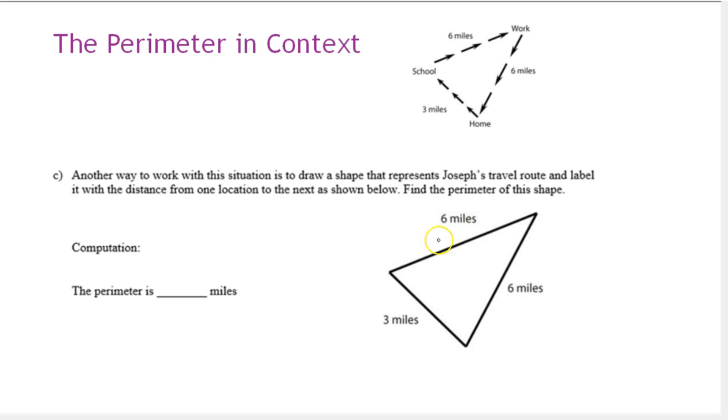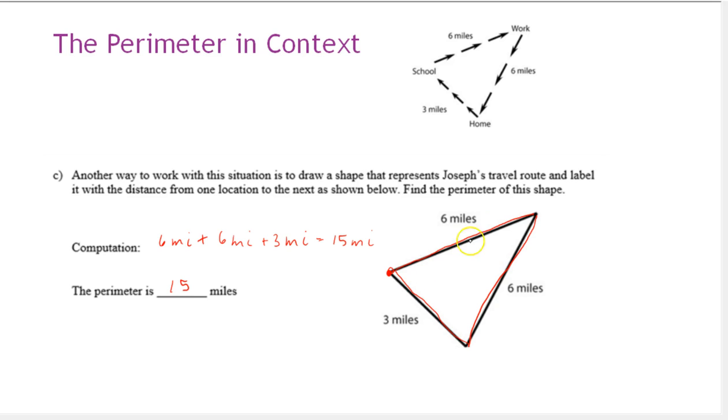We can start at any corner. So I'll start here, and we're going to find the different values. From here to here is 6 miles. From this point to this point is another 6 miles. And from this point to this point is 3 miles back to his original location. So in total, we see 12 plus 3, which is 15 miles, just like we saw in the previous problem. So the perimeter is 15 miles.